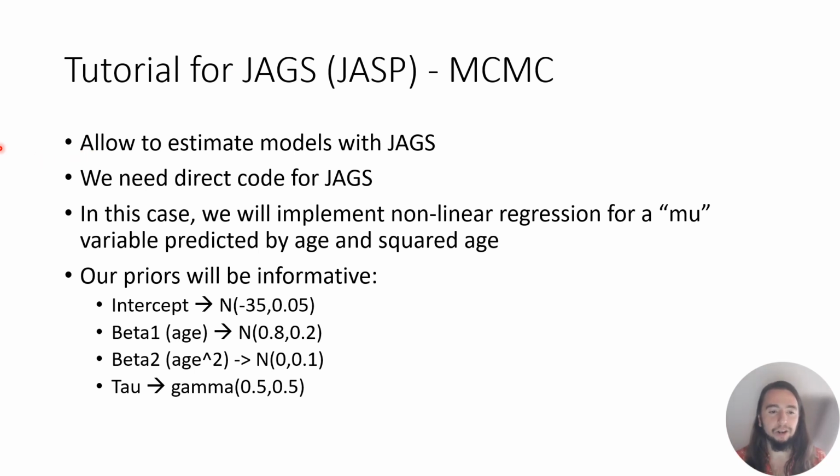Okay, so this module of JASP will use JAGS from a direct command. So we need direct code for JAGS. In this case, we will use a nonlinear regression for a variable that is predicted by age and also by the squared values of age. We have these priors. The intercept of the regression is going to be a normal distribution with mean -35 and 0.05 standard deviation, two slopes for age and age squared with normal distributions of 0.8 and 0.2, and also a square distribution of 0 and 0.1, and also a tau parameter with a gamma distribution of 0.5 and 0.5.